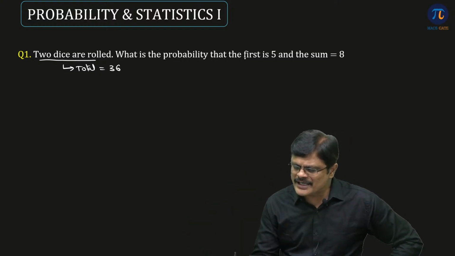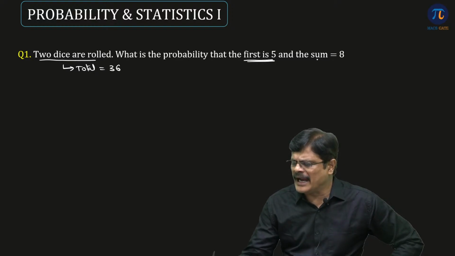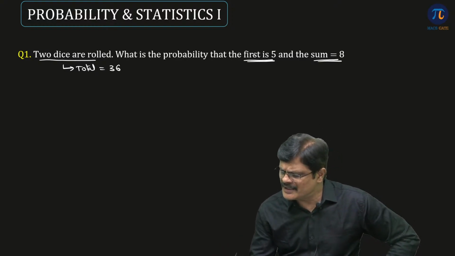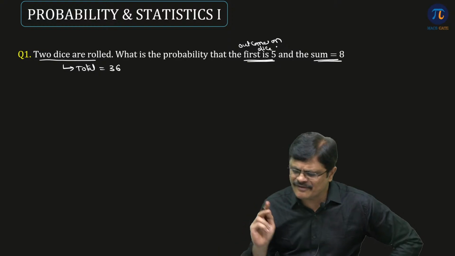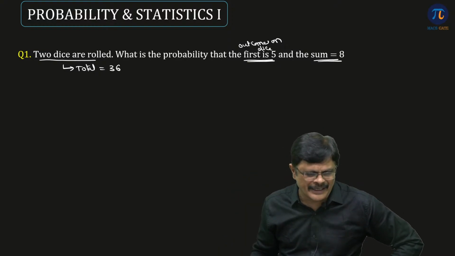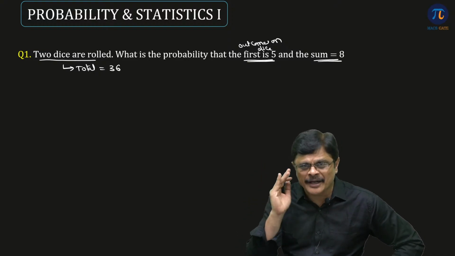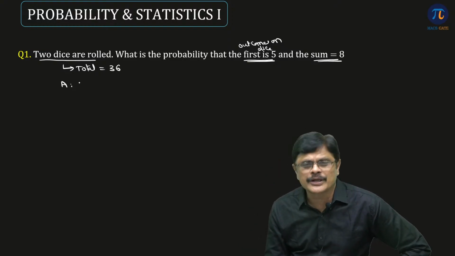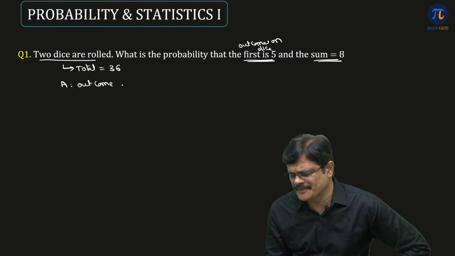Now the question is, what is the probability that the outcome on the first die is 5 and sum is equal to 8? That is, outcome on first dice is 5 and sum is equal to 8. So for this we are interested in finding probabilities. Outcome on the first die we want 5 and sum is equal to 8. So here you can say A as the event that outcome on the first dice is 5.